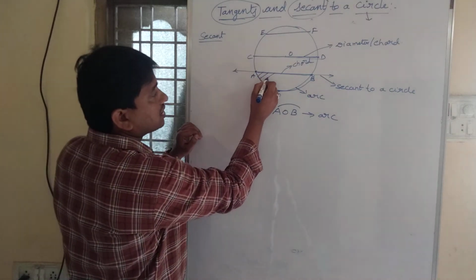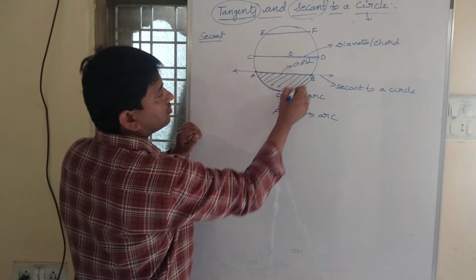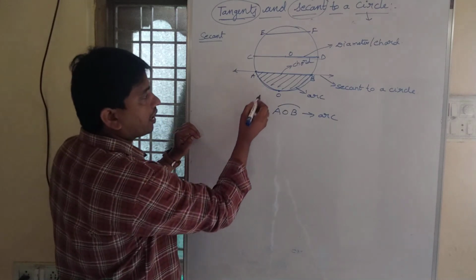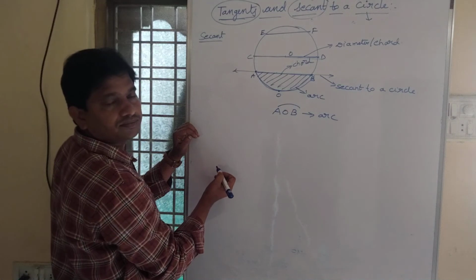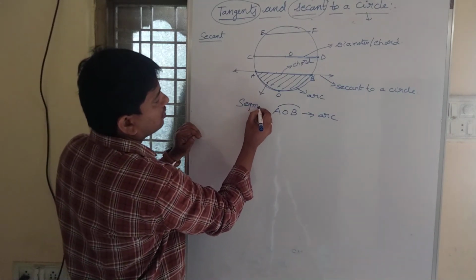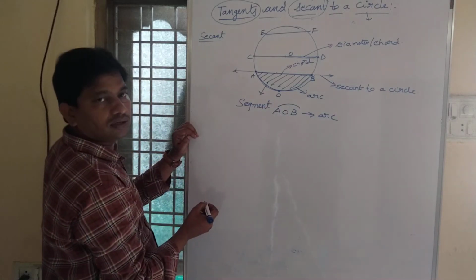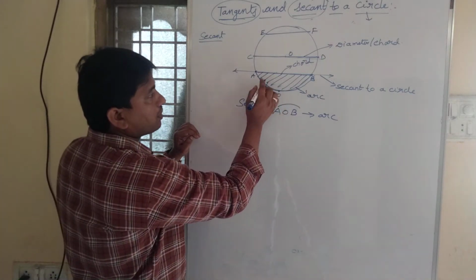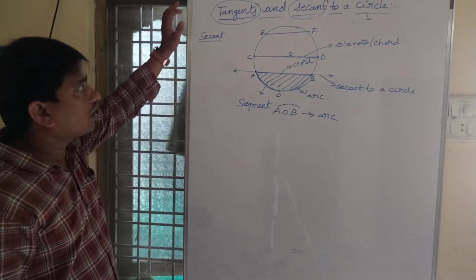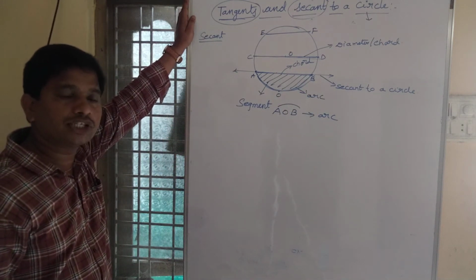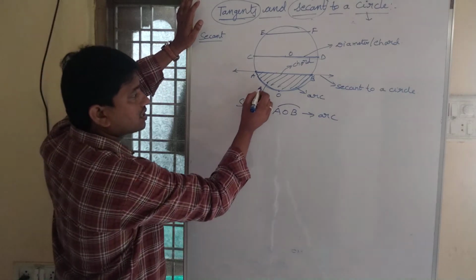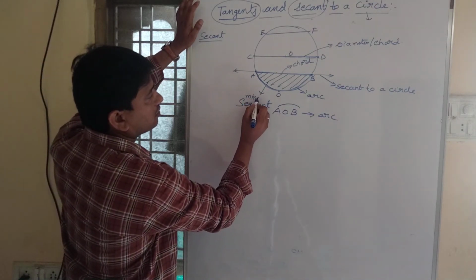And what is this region, children? The region bounded by an arc and a chord is known as a segment. The region bounded by a chord and an arc of a circle is known as a segment of a circle, and this is called the minor segment, children.